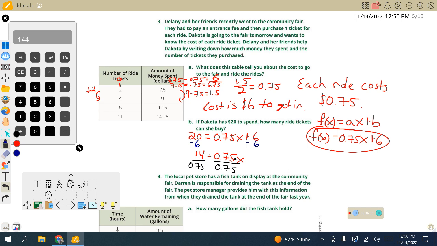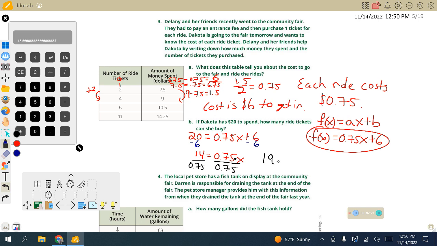Four. Okay, so give me a second there. 14 divided by 0.75. Yeah, 18.666. So where do we round that to? We can't ride 0.6 of a ride. 18 rides or 19 rides? 19 rides.